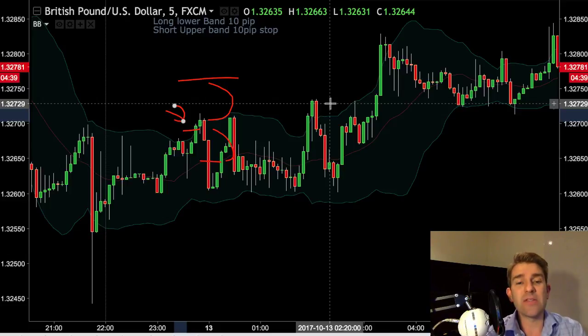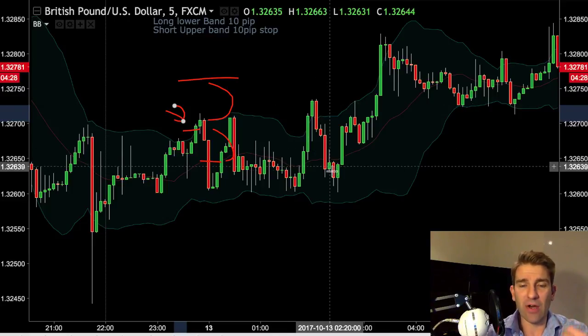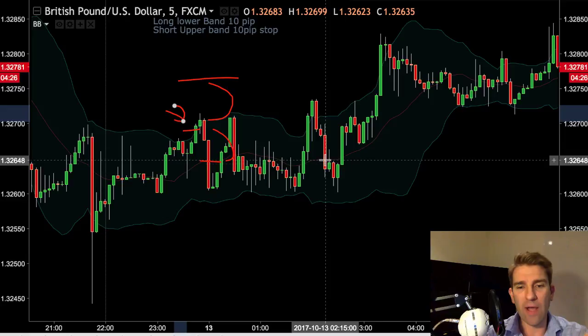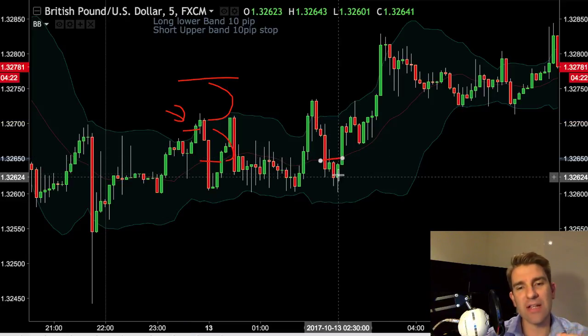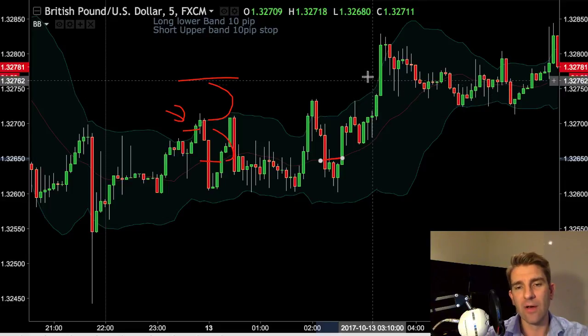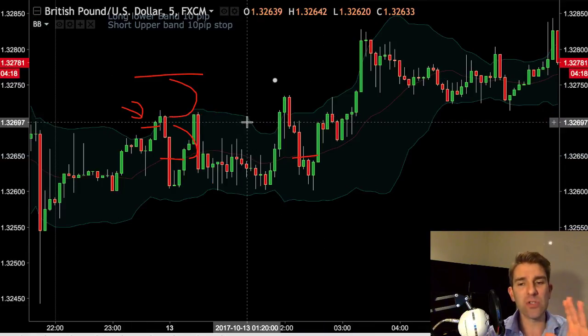Taking targets makes sense to me. I like the idea of that. I guess you might want to do something that says, okay, if it gets halfway over, maybe if it gets to the mean or something like that, I'm going to start trailing then, so I'm not giving back any profits. But overall, I think it's not a bad little strategy.